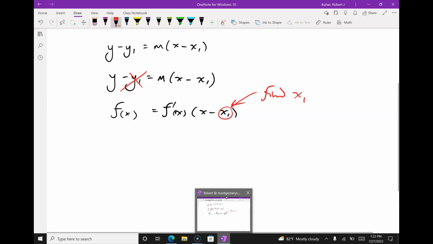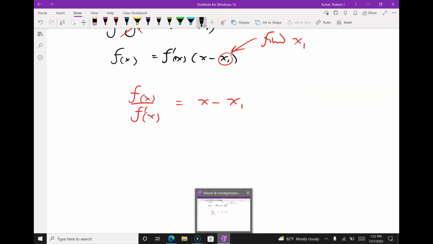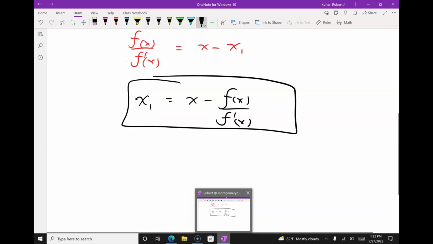So I'm going to distribute, right? I'm going to divide. I got f of x divided by f prime of x equals x minus x sub 1. I'm going to move the x sub 1 to the left and the f of x over f prime of x to the right. And there it is. This is Newton's method, defined, and I'm going to call it x next, okay?